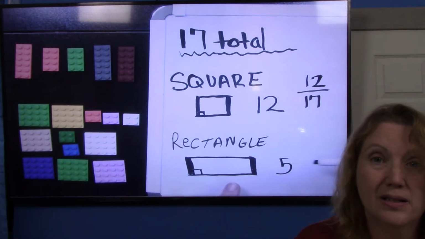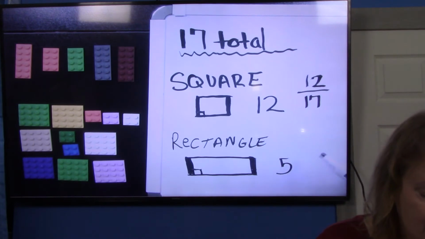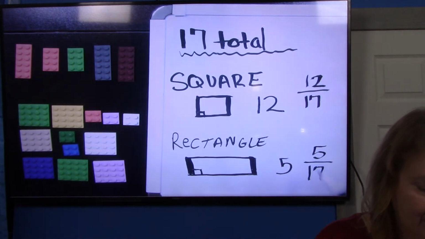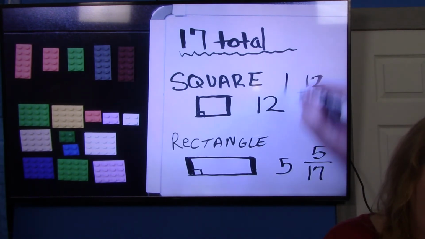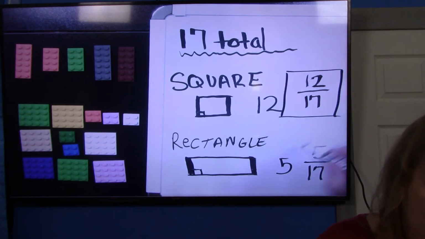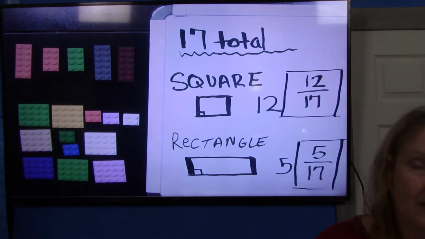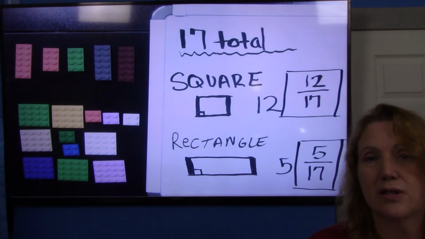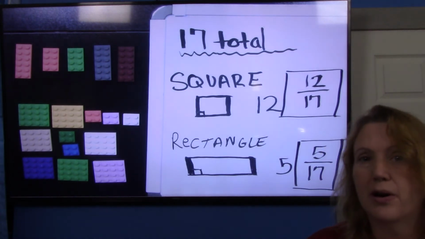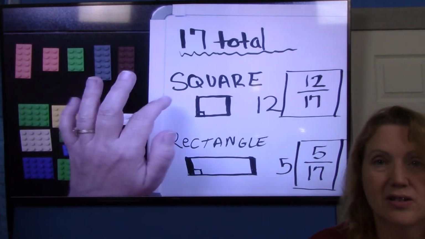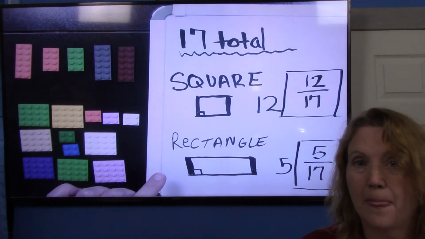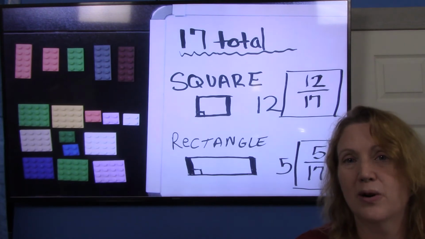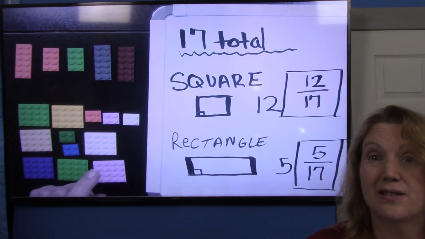Now let's look at the rectangles. Rectangles, I have 5 out of 17. So this is how I would write my answers for what fractional part I have of squares and what fractional part I have of rectangles. Now I want to organize them again and give you a chance to try.